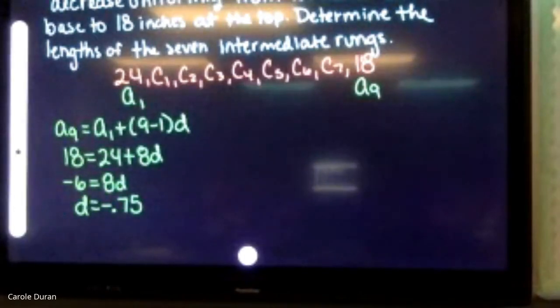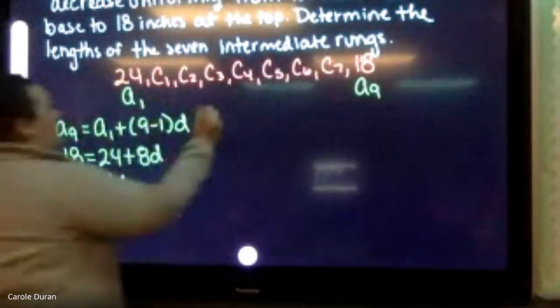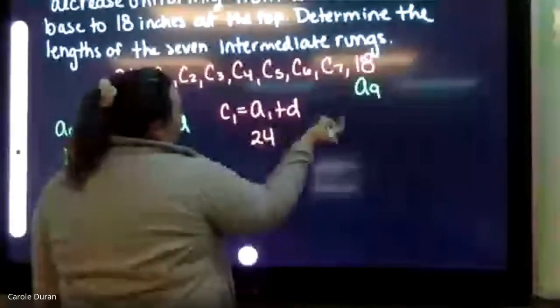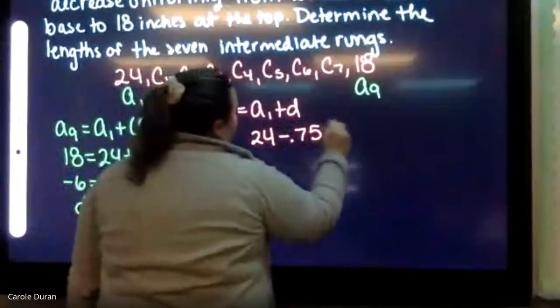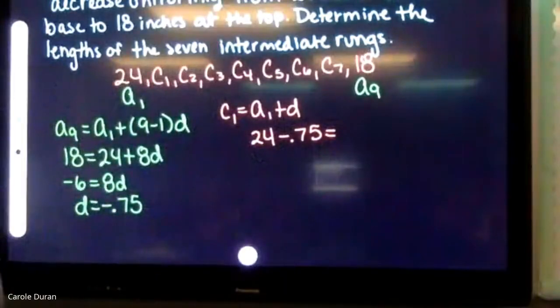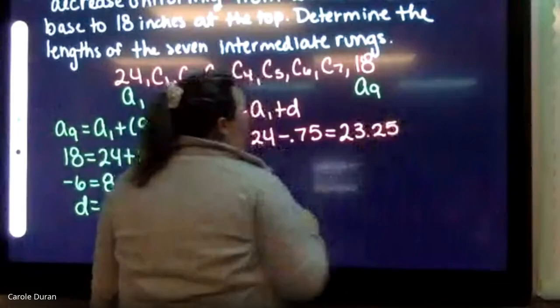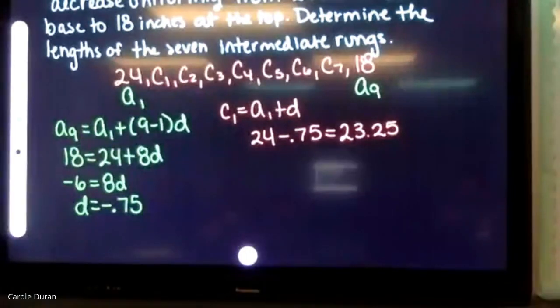So C1. Take 24 and subtract from it 0.75, and that's going to give me my first intermediate rung. So C1 here, if you want to formally write it out, is A1 plus D, where A1 is 24, and my D is -0.75. When I subtract it, I get 23.25 as my first rung length. And then I just keep working down until all 7 of my intermediate rungs have a length that is my respective sequence value. So work through those now, please. All 7 of them.